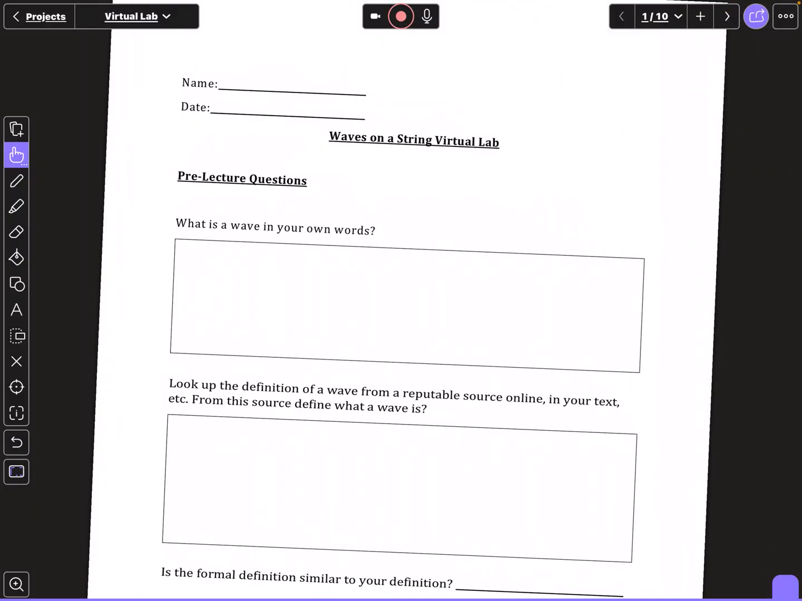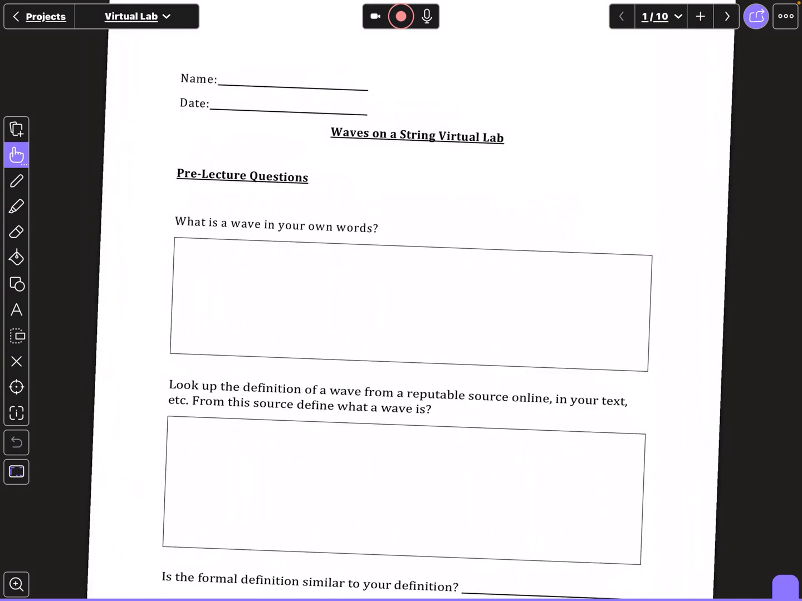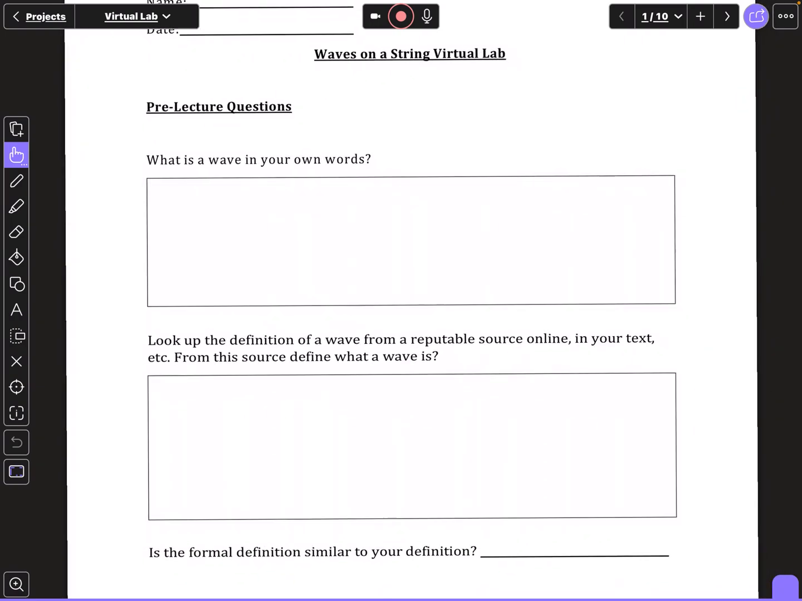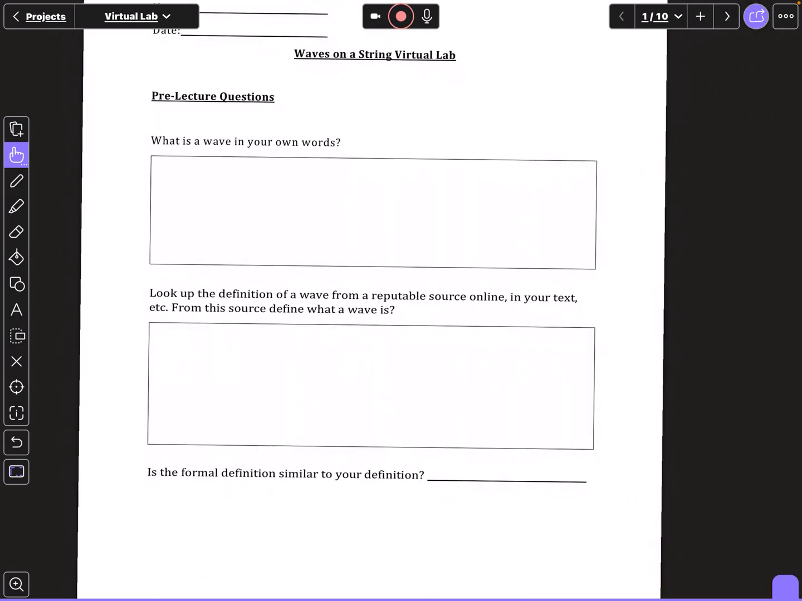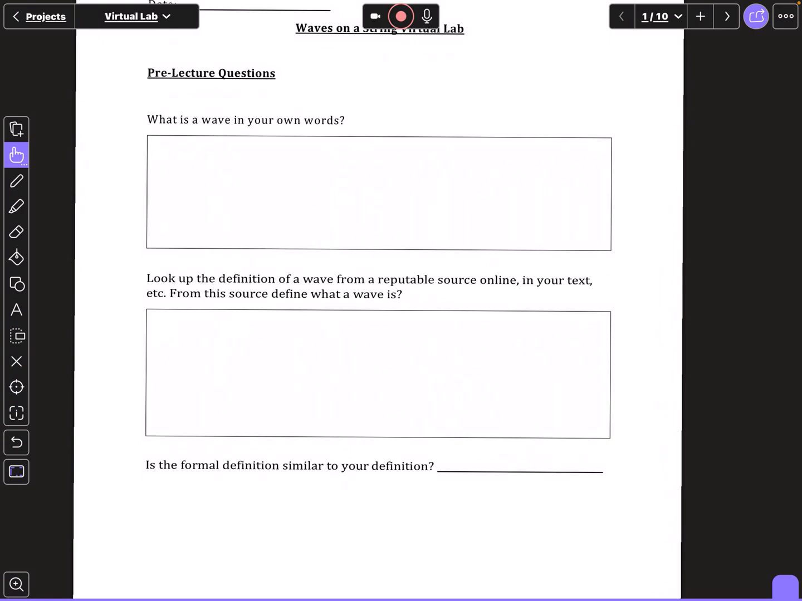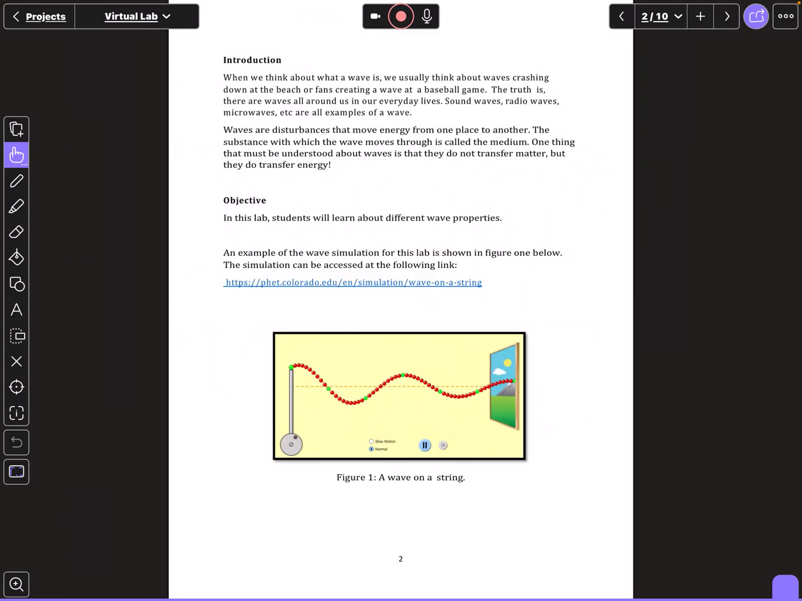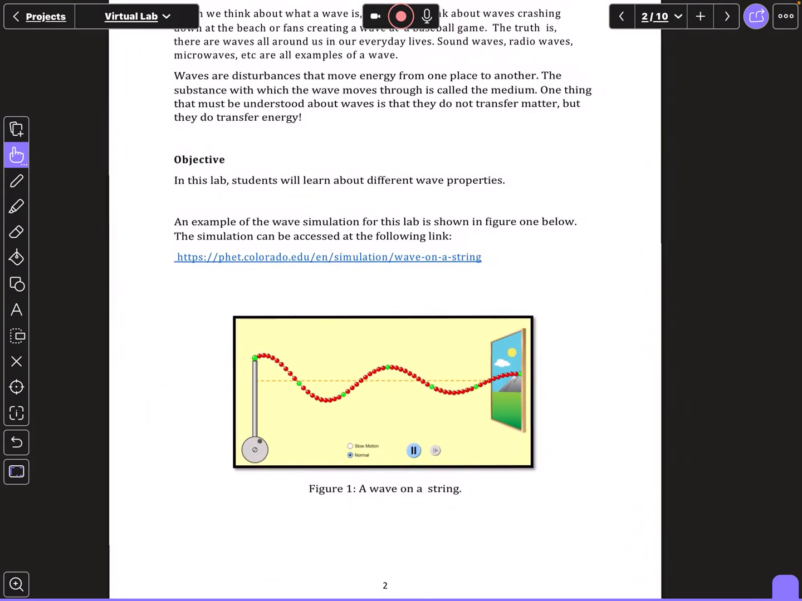Okay, this is a video on the instructions for the virtual lab, which is waves on a string. On the pre-lecture questions, you're just going to answer those based on the information that you've learned so far about waves. And it has an introduction, and the actual waves on a string virtual lab will be a link in the assignments that you can go to, so you won't have to go through the website here.